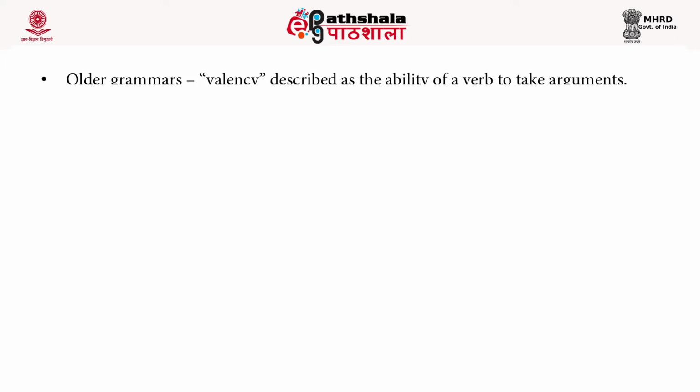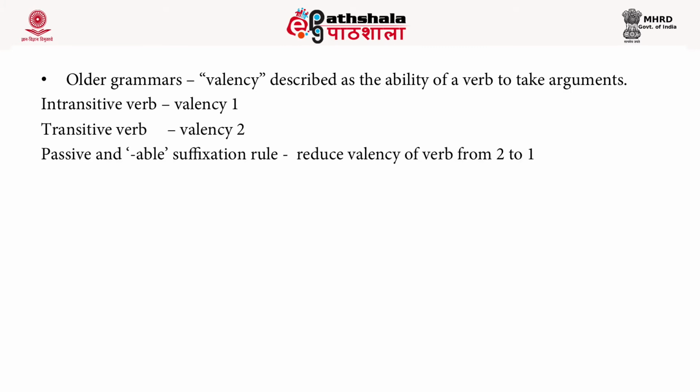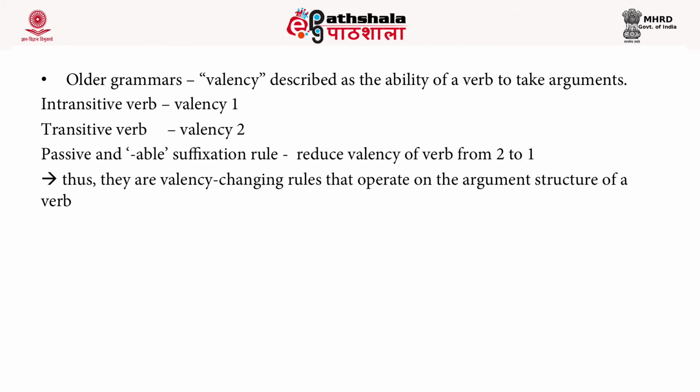Oldest grammar had described valency as the ability of a verb to take arguments. Thus, a transitive verb had valency 2, an intransitive verb had valency 1. Passive and the able suffixation rule, these were the ones which reduced valency of the verb from 2 to 1. Thus, they are the valency changing rules that operate on the argument structure of a verb.